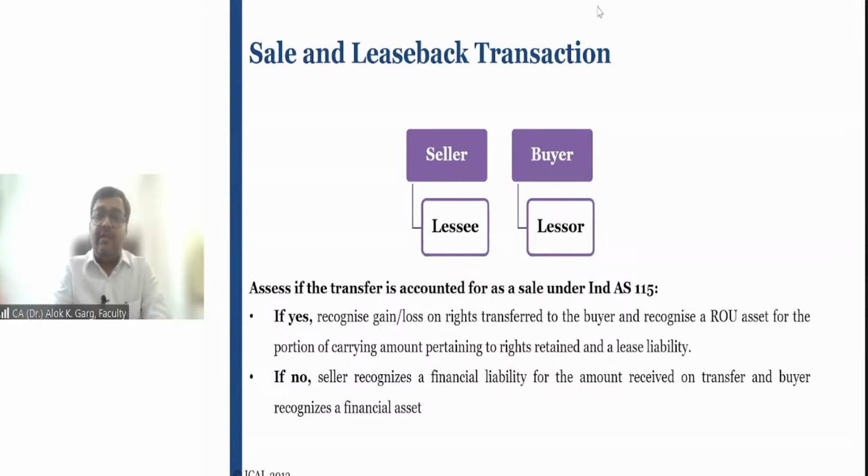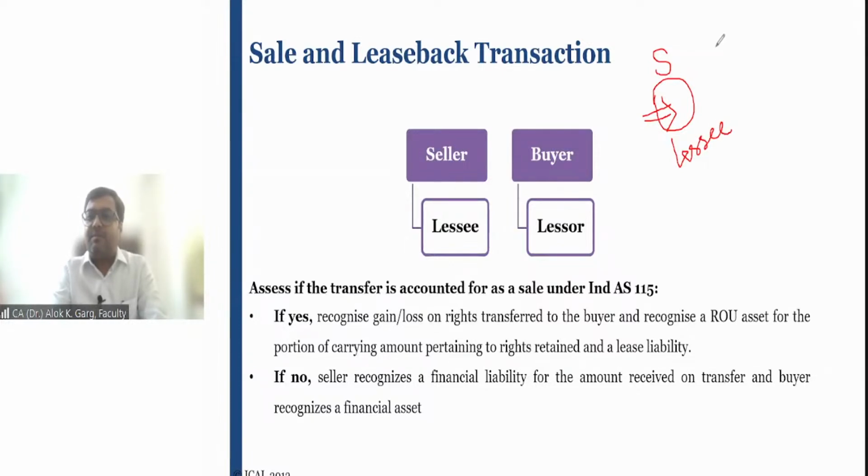So in this particular case, for example, this was the building, and this person was running his office in this building. The only thing is, earlier he was the owner. Now he has become the seller. At the same time, he has become the lessee. This seller has become the lessee.